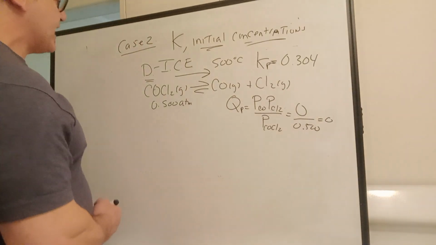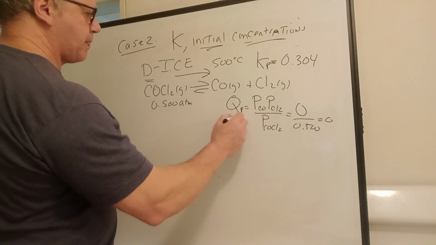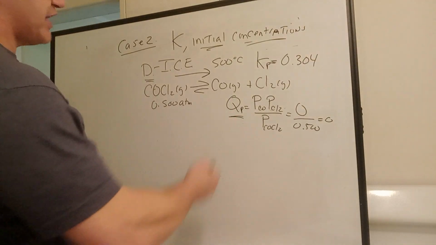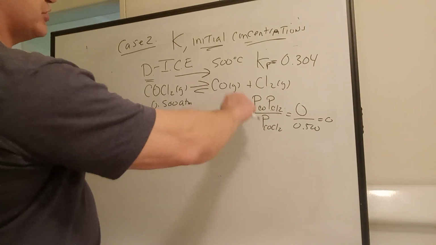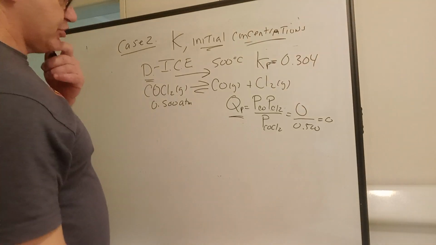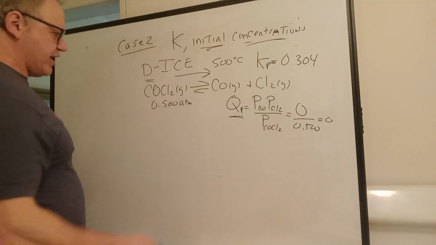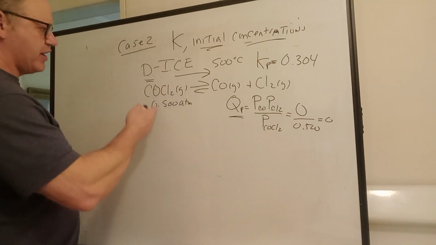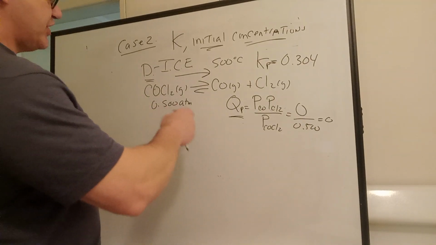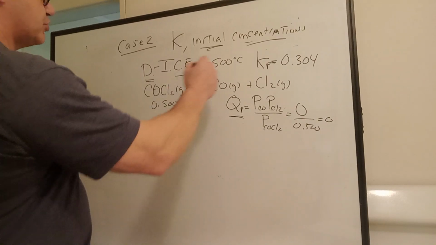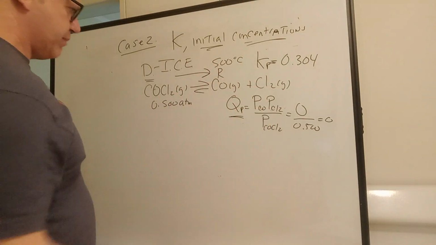So that's the DICE, the direction. The direction for this is that Q is equal to 0. There are no partial pressures of the gases that are the products, and we have a finite number, a number not equal to 0, I should say, for the COCl2. The reaction is heading to the right, so it goes to the right, or arrow to the right.